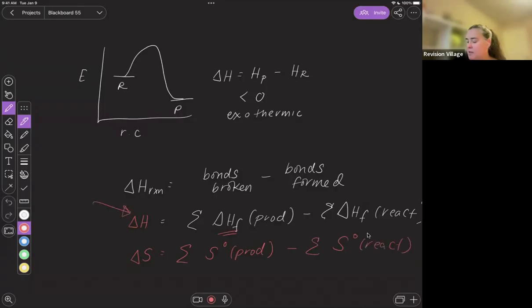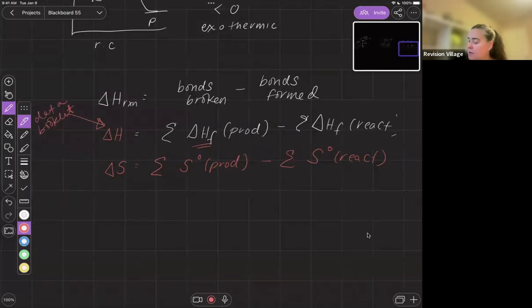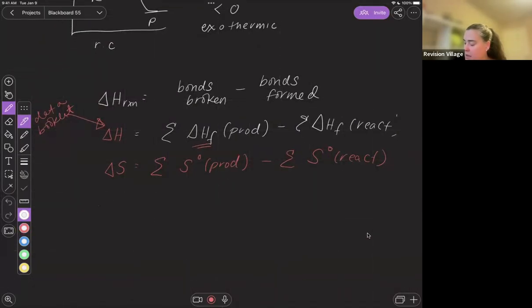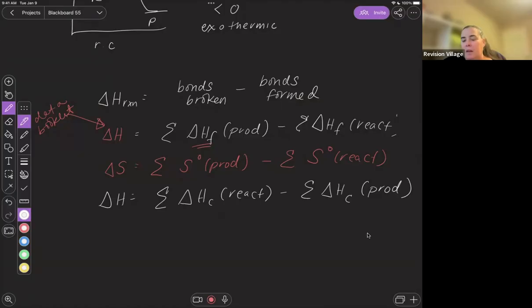So I believe that this equation is in the data booklet now. The delta H of combustion is also in the data booklet now, but it is the reactants minus the products. So these two equations are in the data booklet. You don't need to memorize them. You do just need to make sure that when you're using the tables, that you use the right one.